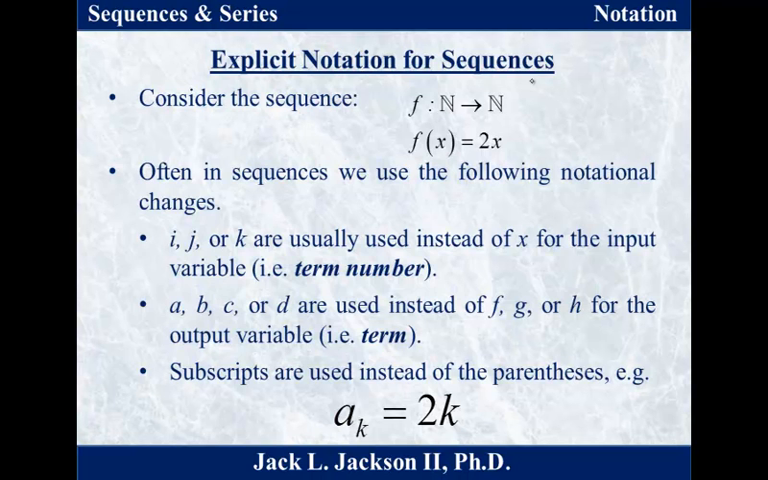When we have sequences, we usually use letters like I, J, K, L, M, N from that part of the alphabet for the input instead of an x. That would be the input. It's also called the term number. And then often we use letters from the beginning of the alphabet, like A, B, C, or D, for the output variable for the term. But the more significant thing is, instead of using the parentheses notation, f of x, we'll use a sub k instead of a of k.